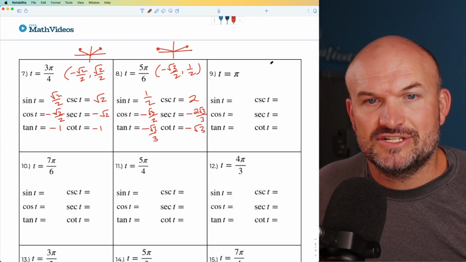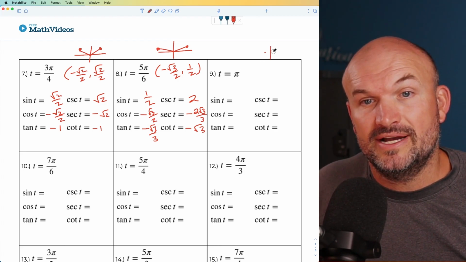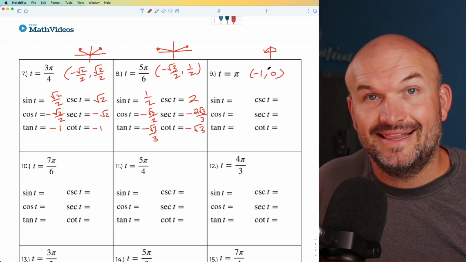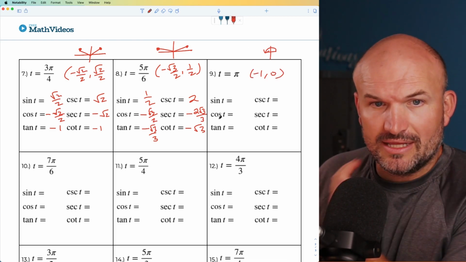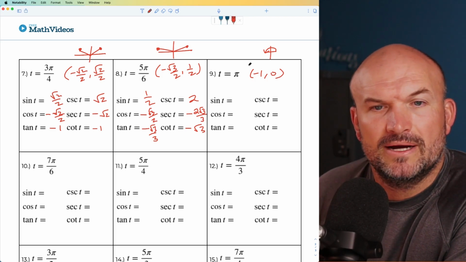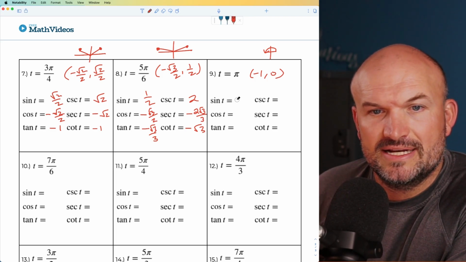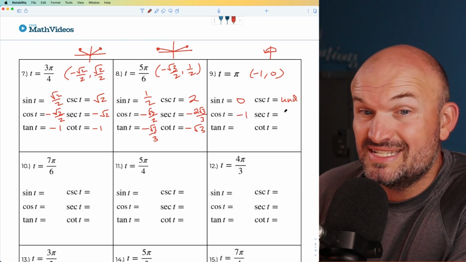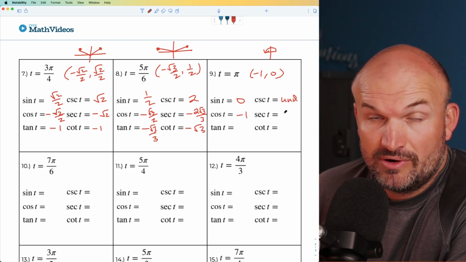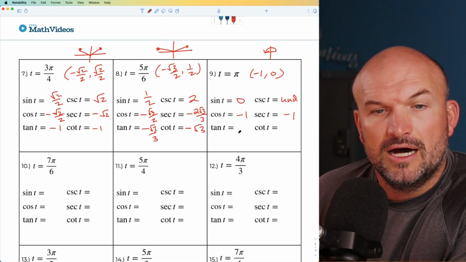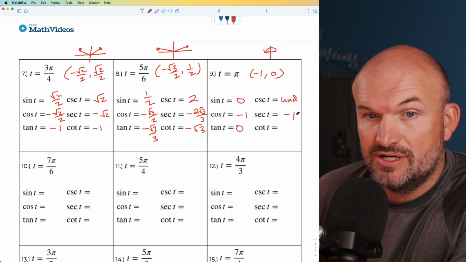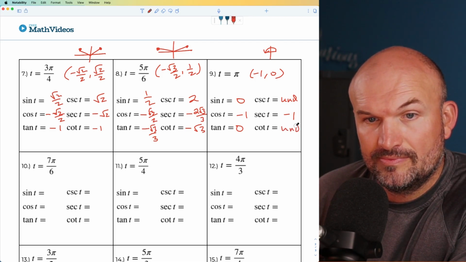All right, the next one, tangent, that's pi. That's halfway around the circle, right? So I'm going to draw a little picture here and say, all right, that point is negative 1, 0. Sine is 0, so cosecant is undefined. Cosine is negative 1. So secant, again, is also going to be negative 1, right? 1 over negative 1 is negative 1. Tangent, which is y over x, is going to be 0. Cotangent, which is negative 1 over 0, is going to be undefined.